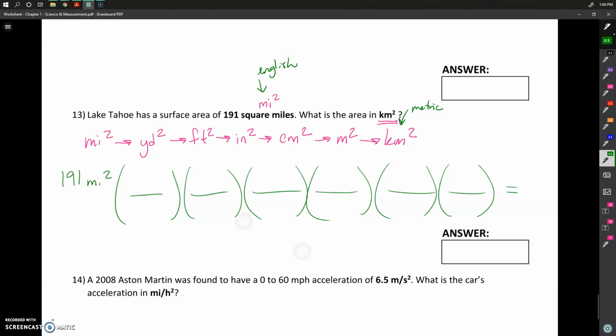And for my units, I'm going through and I'm paying attention to what I'm converting into. So miles needs to cancel out. So I have miles on the bottom and I need to end up with yards on the top. Yards needs to then cancel out and I need to end up with feet on the top. Then feet is going to cancel out and I'm going to end up with inches on the top. And then inches is going to cancel out and I'm going to end up with centimeters on the top. And then centimeters is going to cancel out and I'm going to end up with meters on the top. And finally, meters cancels out and I end up with kilometers on the top.